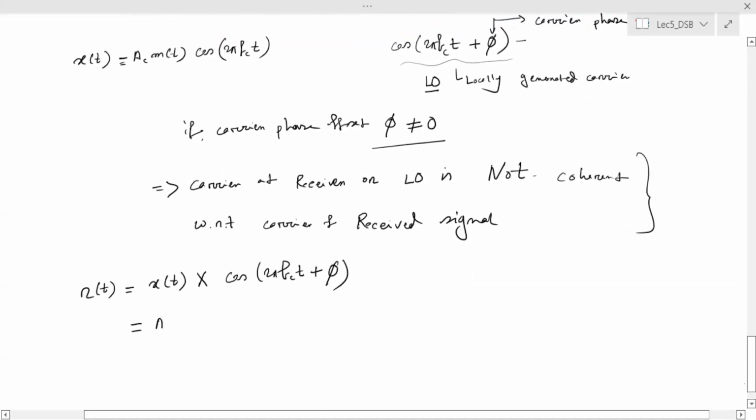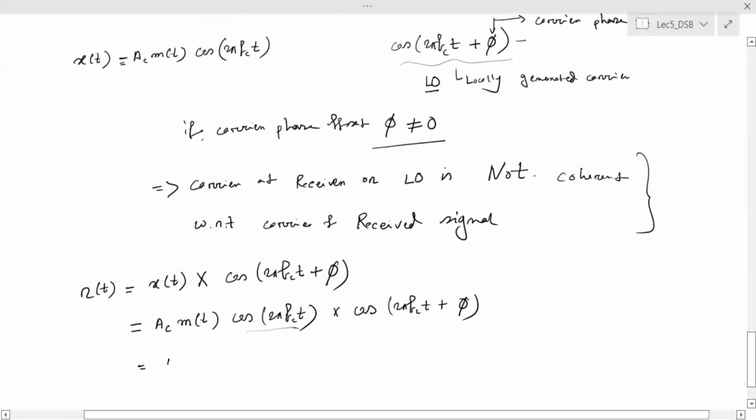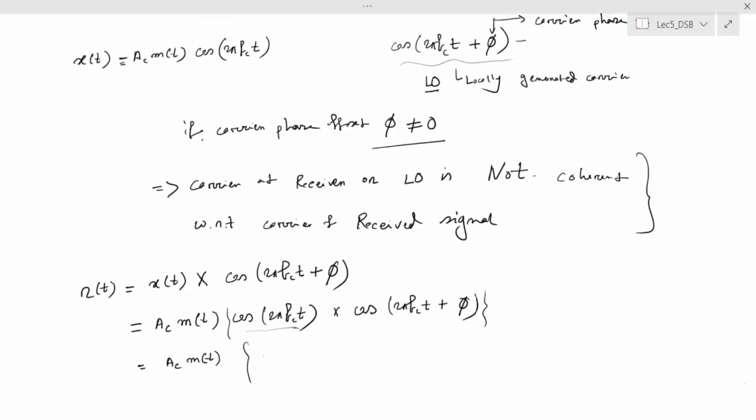We know x(t) equals Ac m(t) cos 2 pi fc t. Here, in the transmitted signal which was received, there is no phase introduced. This phase was introduced in the local oscillator, so cos of 2 pi fc t plus this phase. So we can write it equal to Ac m(t) with the cos terms together. Using 2 cos A cos B, if we write 2 then make it half, 2 cos A cos B becomes cos(A plus B) plus cos(A minus B).